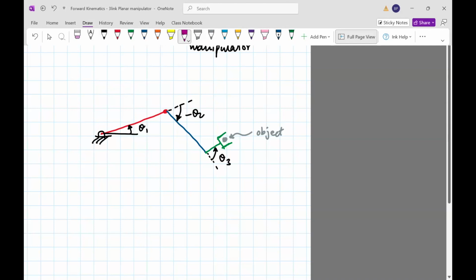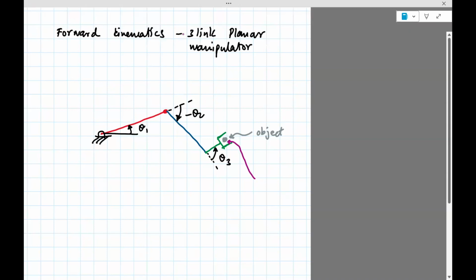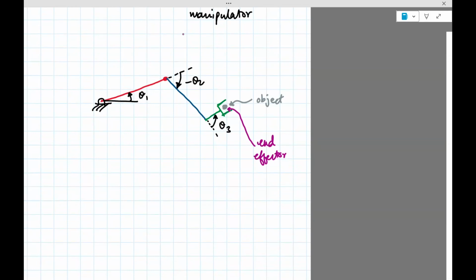So this point, right now I put an object, but this is actually the end effector. Let's say that the coordinates of the end effector will fix an axis. Say the axes are x, y, and so the position of the end effector is xe, ye.